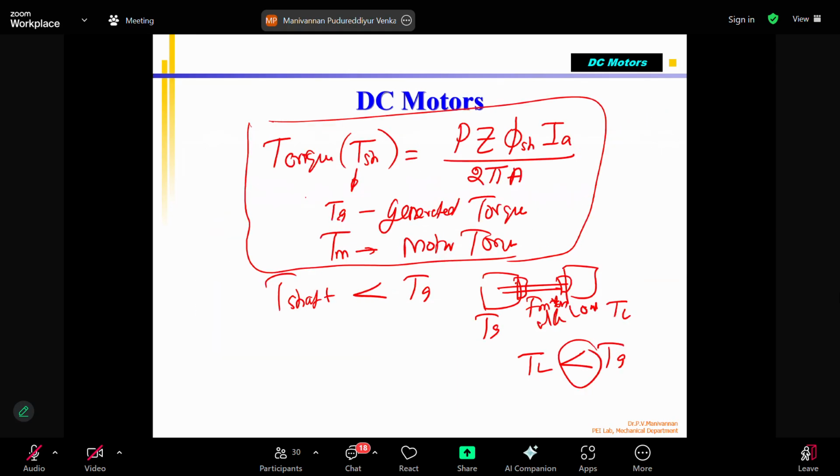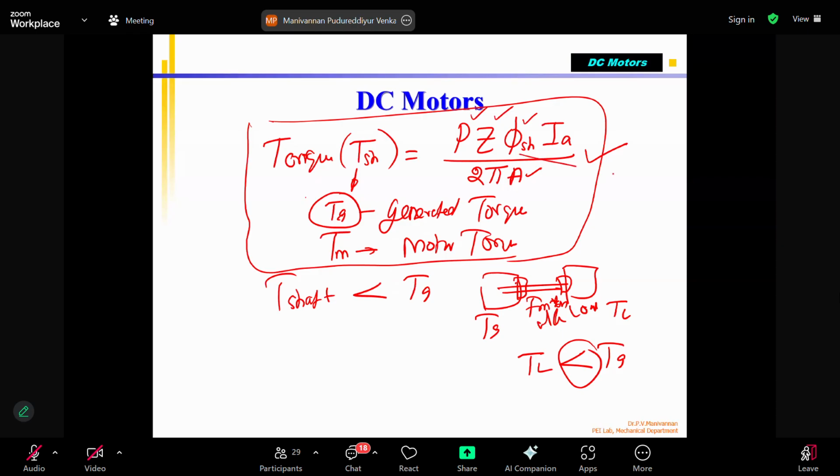Okay, so the torque produced in a shunt motor is governed by this equation. This is called the generated torque at the armature because of the repulsive force created by the two magnetic fields, the armature magnetic field and the field magnetic field. Already I told what P means: number of poles. A is the parallel paths. Z is the number of conductors. This is the field coil strength.